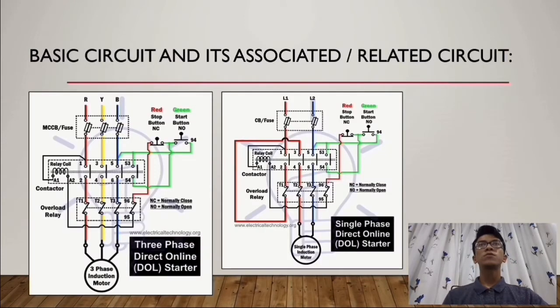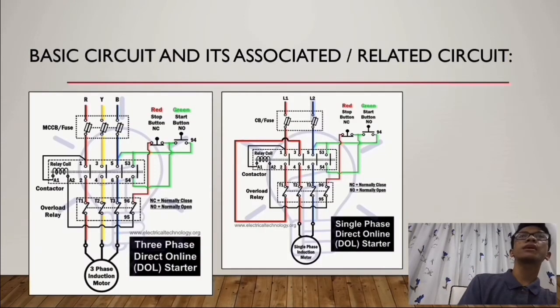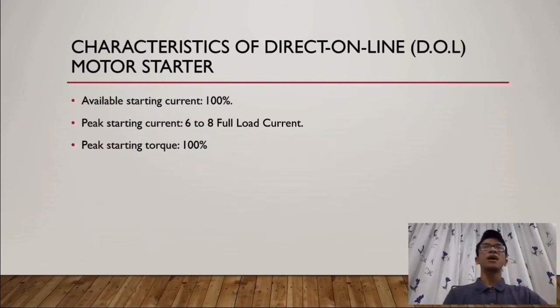Alright, so we move to the characteristics of the direct online motor starter, which are: available starting current 100%, peak starting current 6 to 8 times full load current, and the third is peak starting torque 100%.